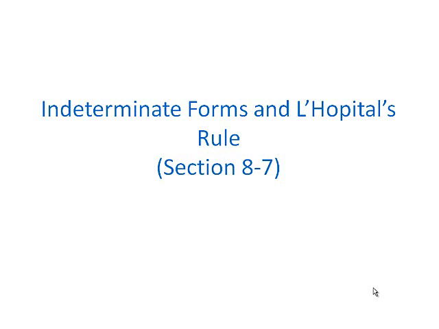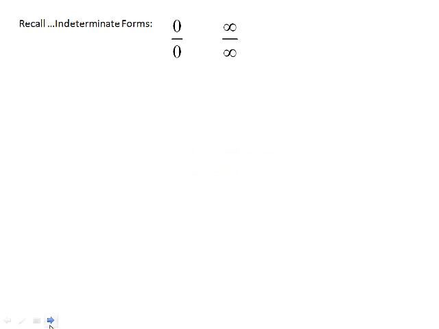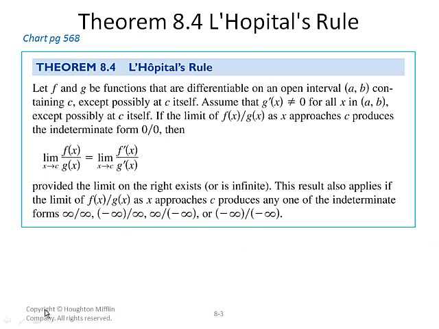All right, so this is indeterminate forms and Hopital's rule. Hopital is the mathematician that came up with it. Way back, probably the first quarter of the year last year, we probably came across these indeterminate forms. So if we hit something that's 0 over 0 or infinity over infinity, we can't take its limit.